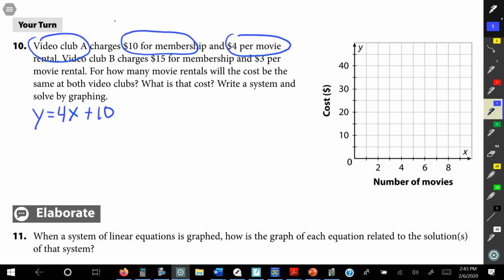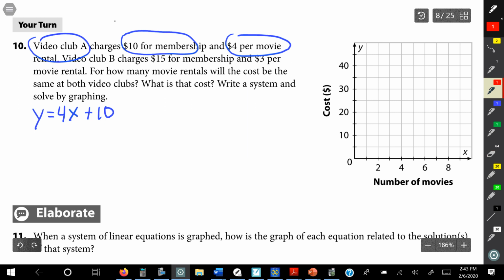So that's Club A. Now Club B is charging $15 for membership, so it's higher up, but it is $3 per movie. It's cheaper per movie. Okay, and that's Club B. So for Club B, we're going to say y is equal to 3 times x, but start off higher with 15.